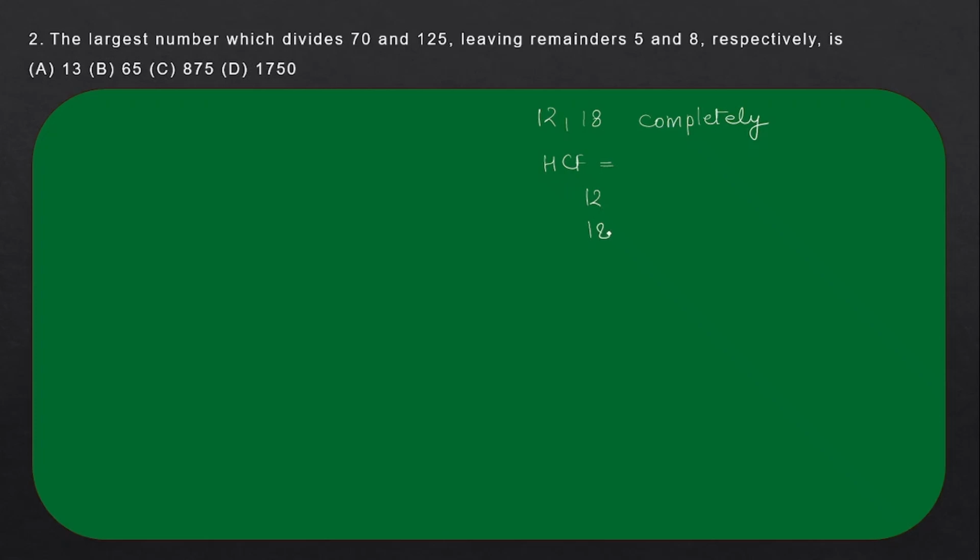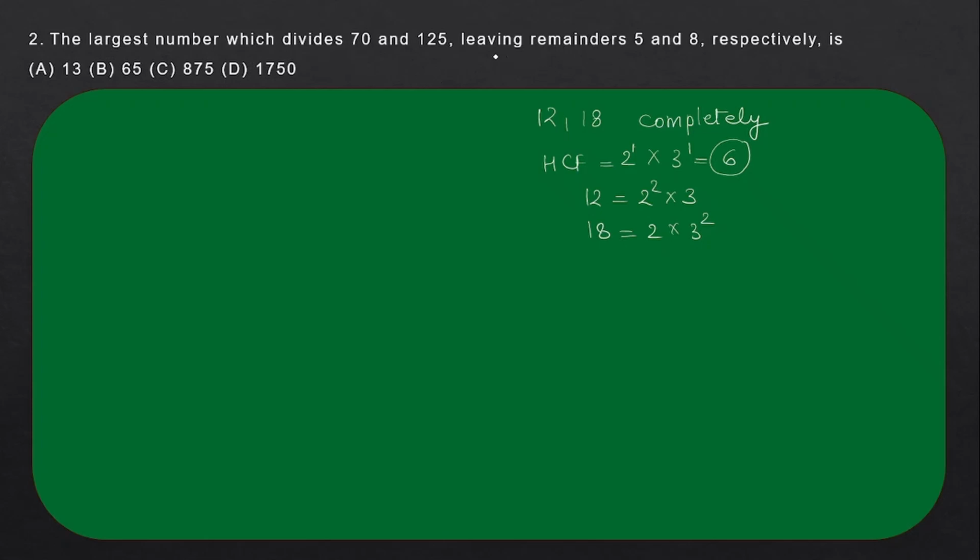Now factors of 12 is 2 square into 3. Factors of 18 is 2 into 3 square. HCF is common factors, lower powers. So the HCF is 6. That means the largest number which divides 12 and 18 completely is number 6. Similarly, to find the number which is dividing 70 and 125, till here, what I have understood is that I have to calculate HCF.